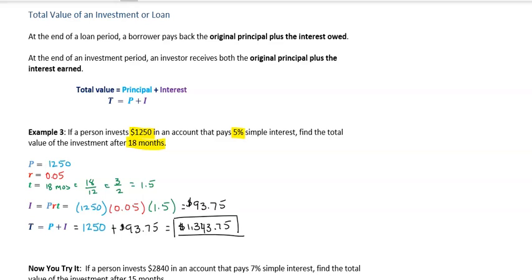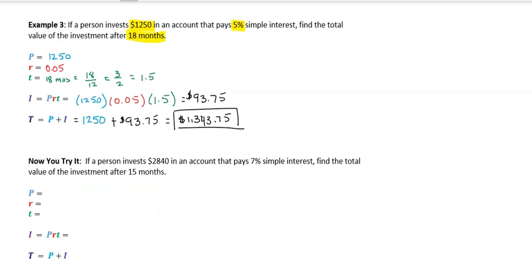All right. Now it is time for you to try it. So exact same kind of problem. Make sure you fill in the P, R, and T. Make sure the rate is a rate and not a percent. The time is in years.